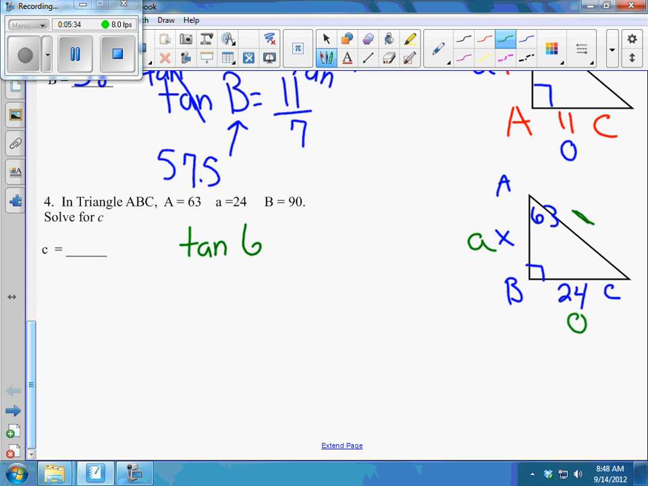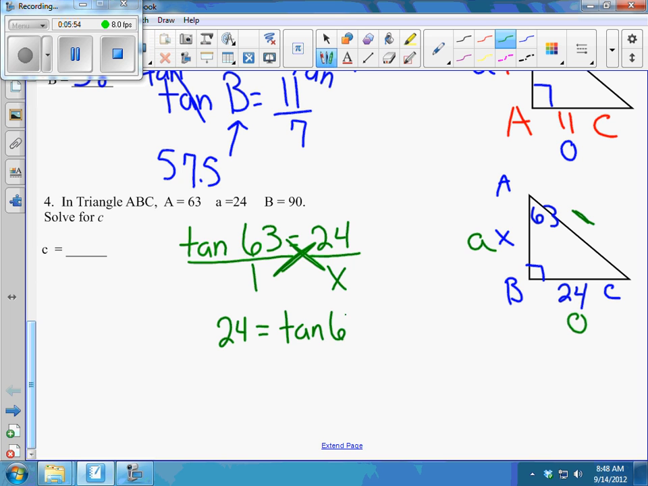This time I have an angle to put behind it, 63, and then it goes O over A. And as soon as I see that fraction, I'm going to go straight into cross products. So cross products, 24 times 1 is 24. Multiply the other way, and I want whatever the tangent of 63 is, remember it's worth a decimal, times x to also give me 24.